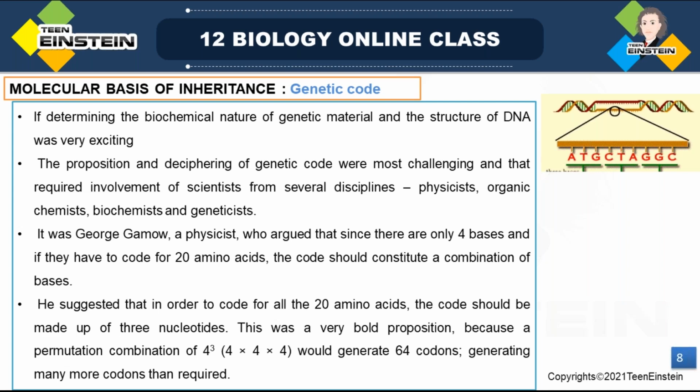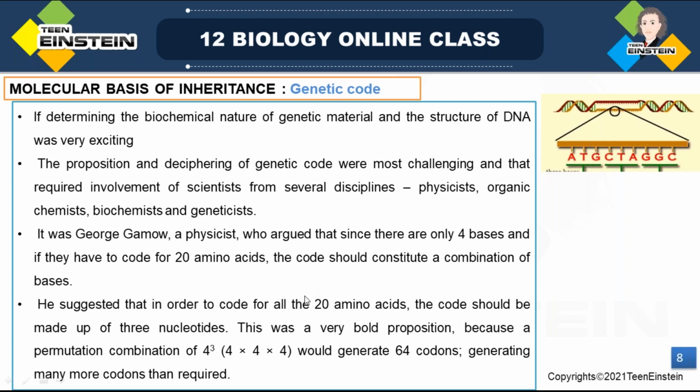So according to him, to code for all 20 amino acids, the code should be made up of 3 nucleotides. So how will it code? According to George Gamow, the code for the 20 amino acids should be made up of 3 nucleotides. So this was a very important proposition made by physicist George Gamow. To code for those 20 amino acids, that code should be made up of 3 nucleotides. George Gamow proposed this.